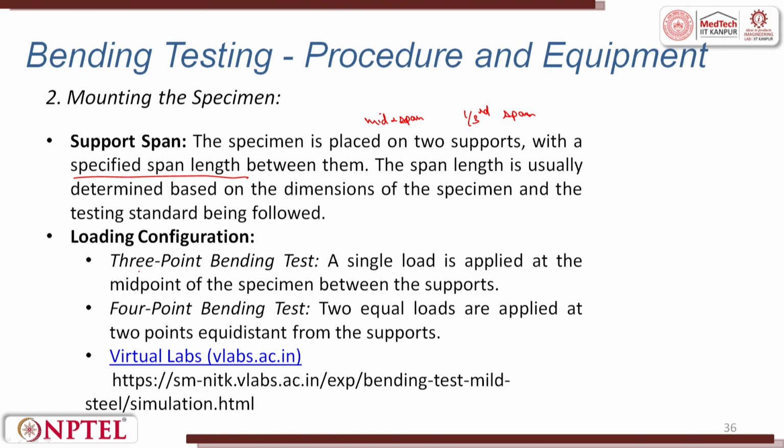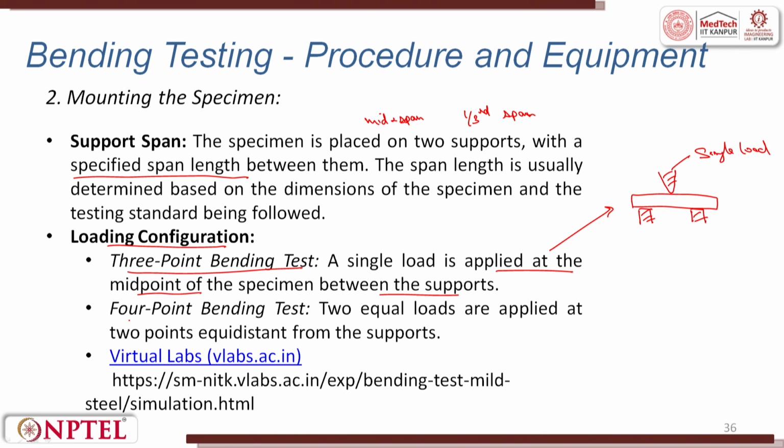There are generally two configurations of loading. First is the 3-point bending test. A single load is applied at the midpoint of the specimen between the supports. For instance, it is something like this. This is our specimen and a single load is applied here. So, this is called the 3-point bending test.